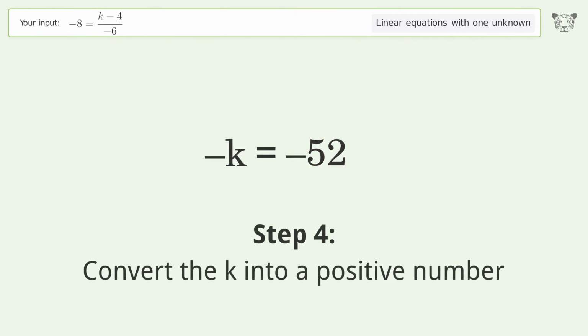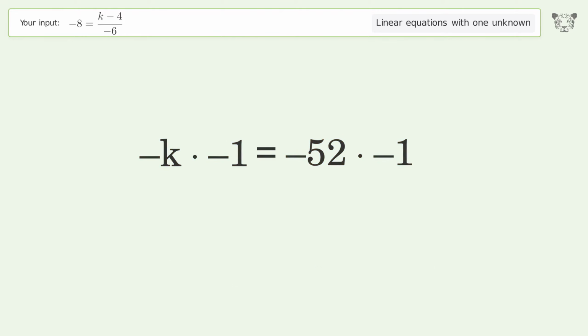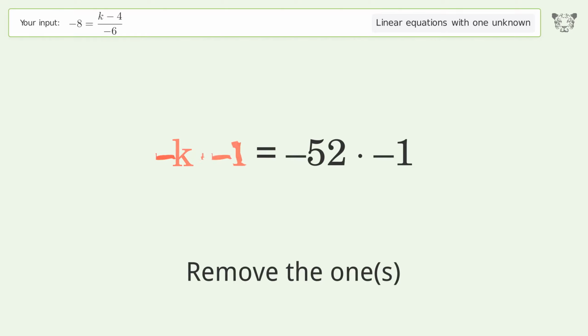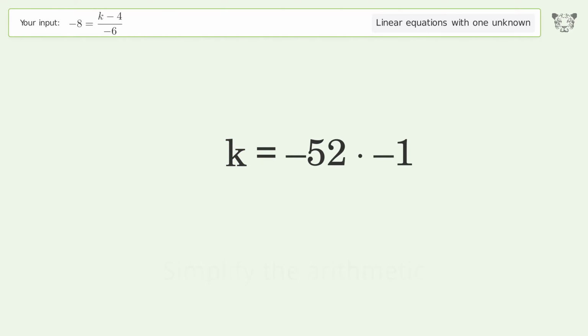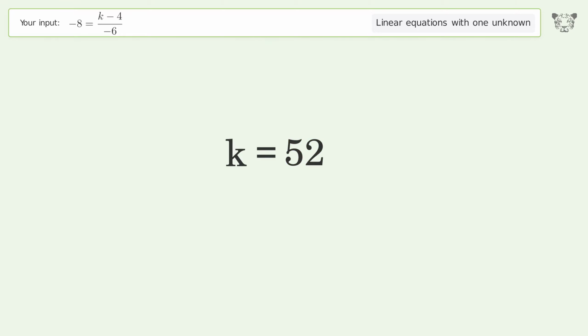Convert the k into a positive number. Multiply both sides by -1. Remove the ones. Simplify the arithmetic. And so the final result is k equals 52.